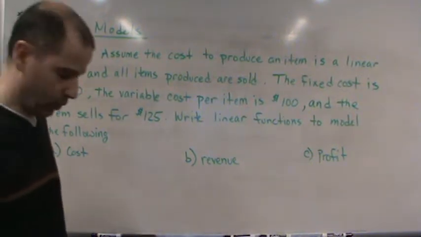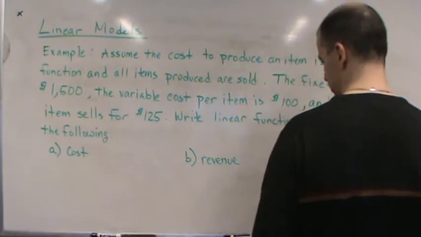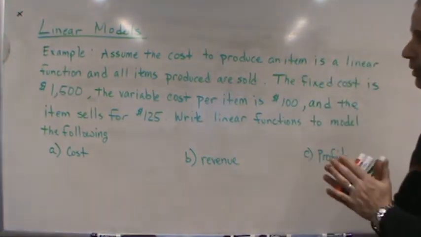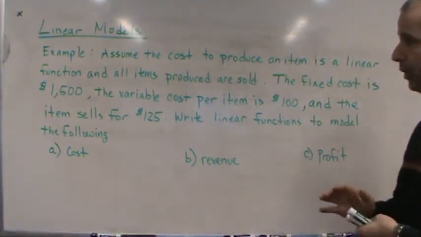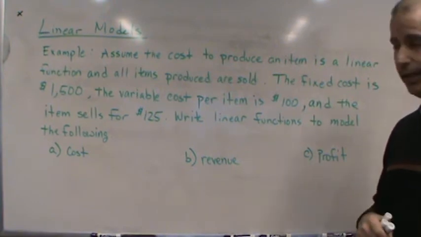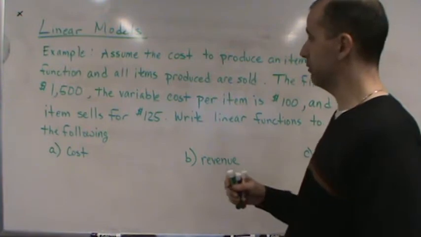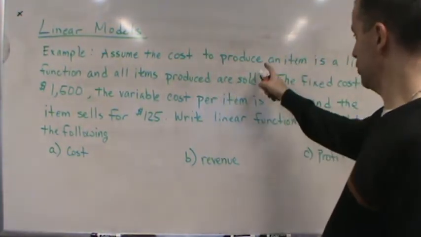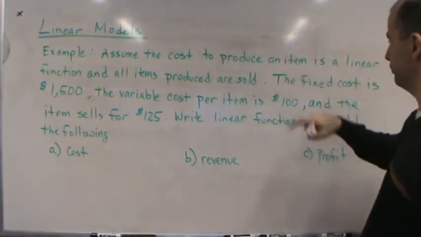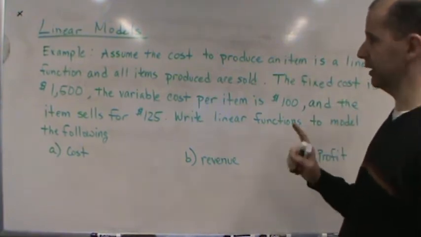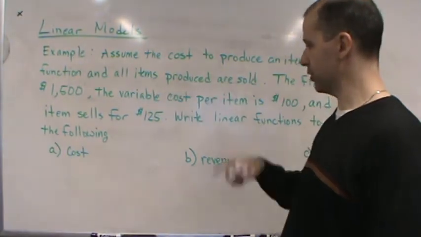Okay, so welcome back, and so we're going to do an example of where we're going to use linear models to represent cost, revenue, and profit for this situation. So what do we have? We have the cost to produce an item is a linear model, so we're assuming it's a linear model and all items produced are sold.